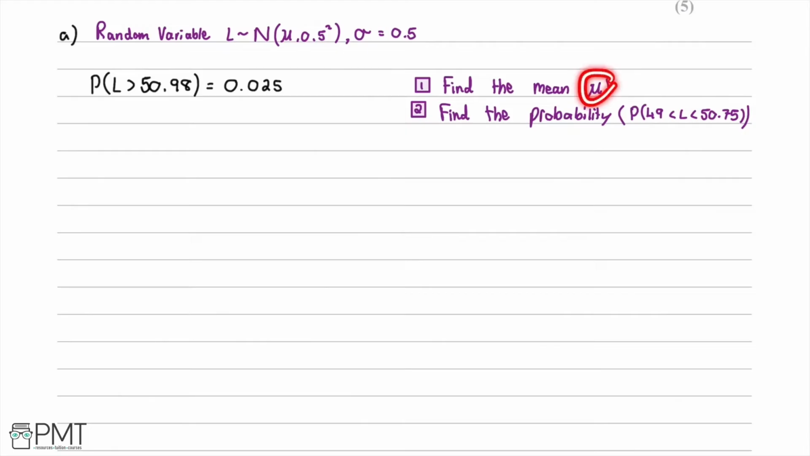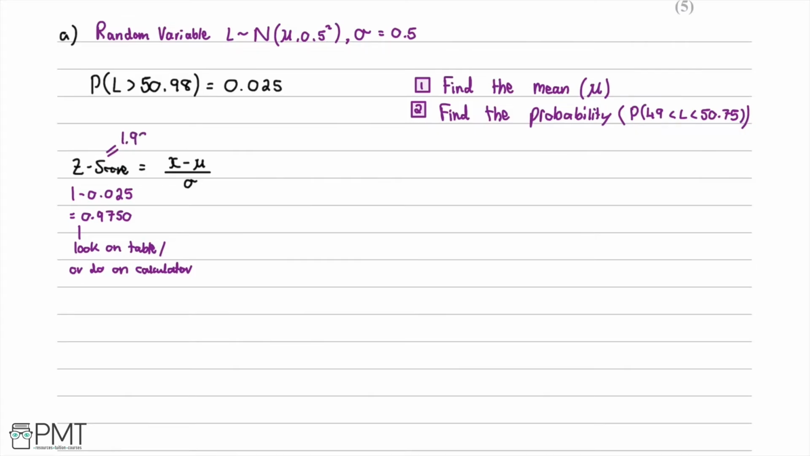So first of all, we need to find the mean mu. And how are we going to do this? We're going to use z-scores. We know that our z-score is equal to x take away the mean mu, divided by the standard deviation. So what is our z-score? For 2.5%, we want everything to the left of our point, so this can be found on the distribution table by doing 1 minus 0.025, which is equal to 0.9750. Then we look up this value, 0.9750, on the table, or do it on the calculator, and our z-score is going to be 1.96.